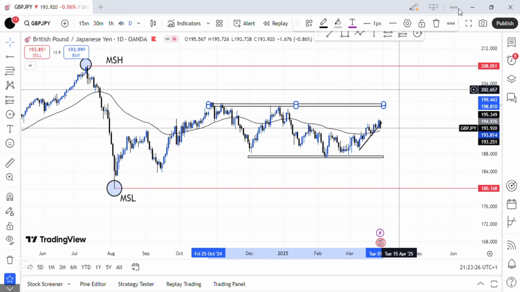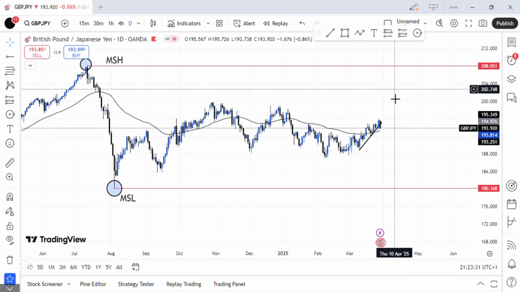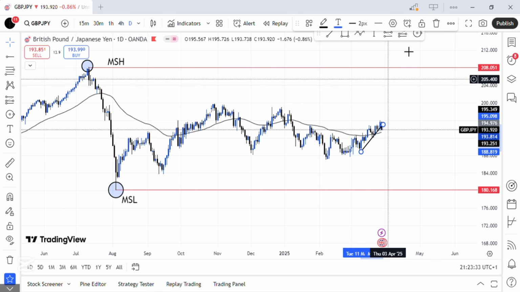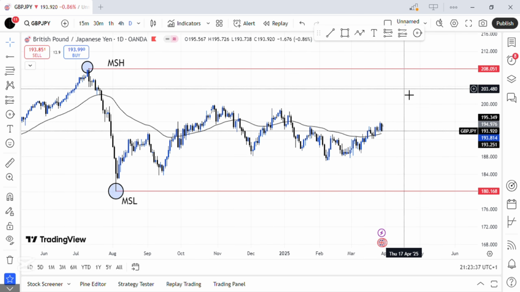So on the daily time frame, I found a major swing high and a major swing low. Remember, I'm trying to explain to you how I caught that trade that made me a lot of money in the forex market.